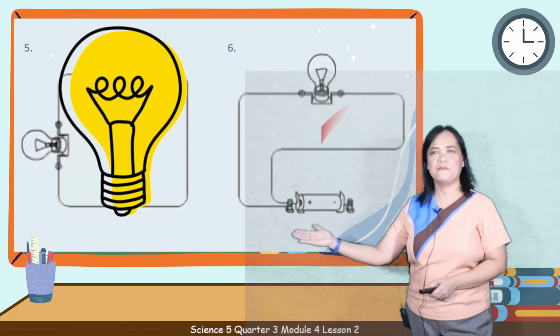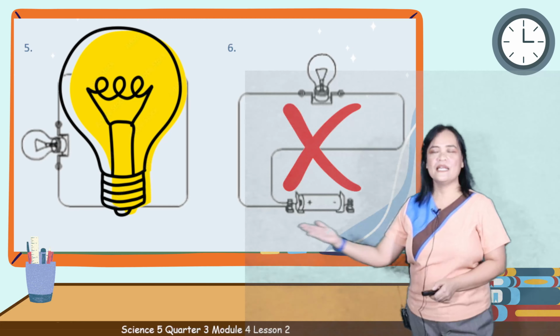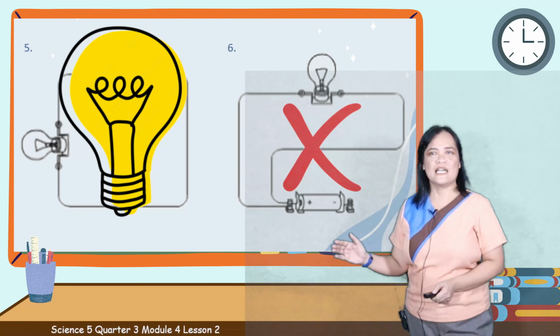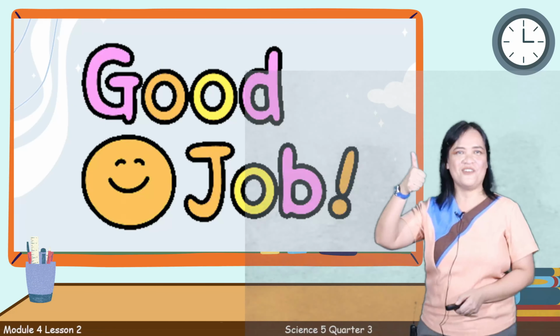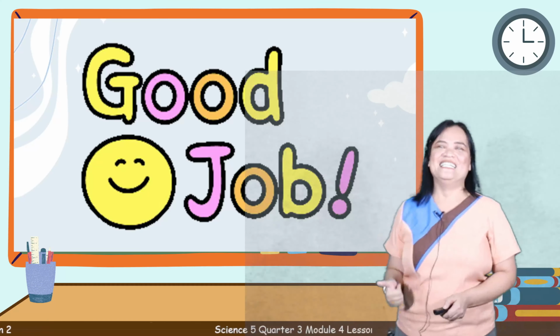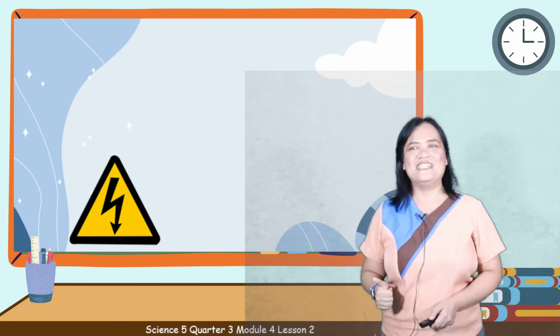What is your answer? 5. The bulb is on and X on the next number. Good job. 6 over 6? Yes. Good job.